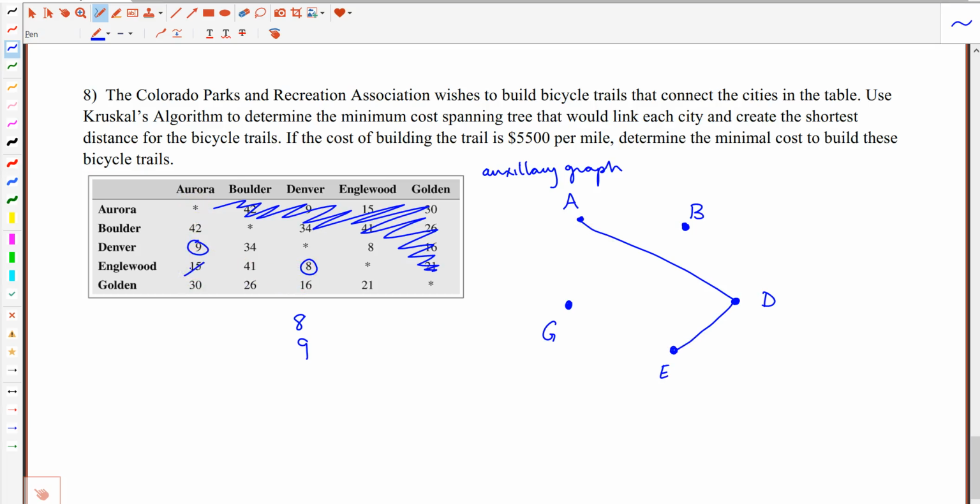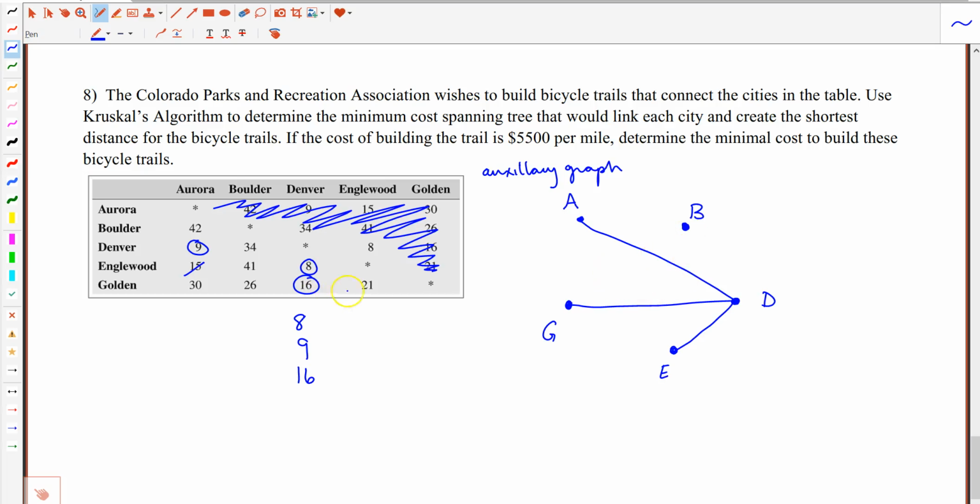This 16 from Denver to Golden. Yep, that does not create a circuit, so that one's good. So I'm going to go ahead and mark that. Alright, now at this point, I have to be careful about finishing this, because there's a lot of different ways that I could connect B to the rest of this graph. I'm going to have to use these numbers to tell me which edge I want to include.